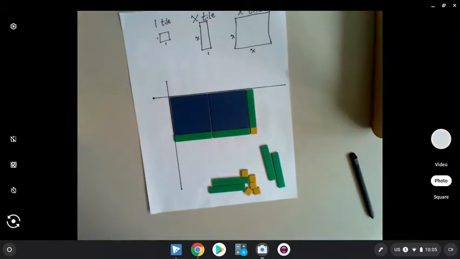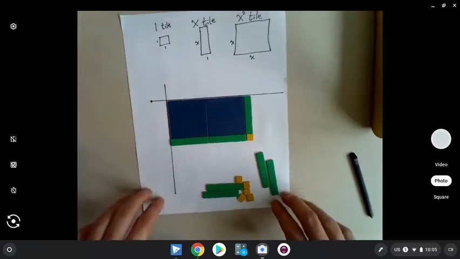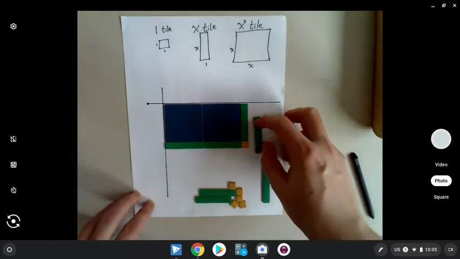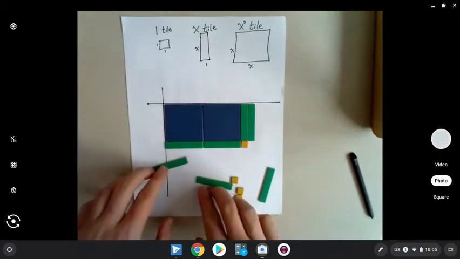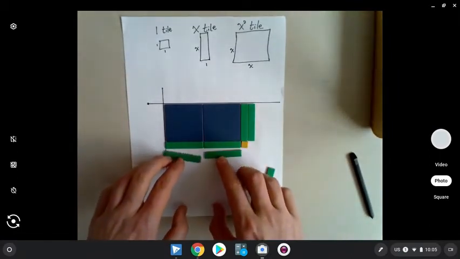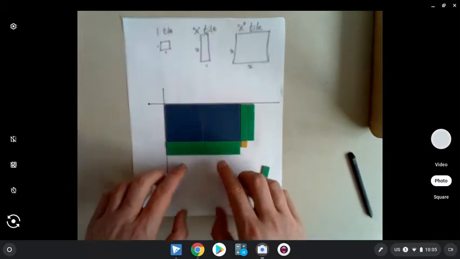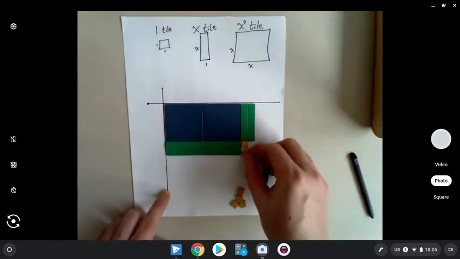Okay. And then maybe I try to continue that pattern. Maybe I throw another one here. Is this going to work? We'll see. Okay, I've kind of filled the rectangle, but then I have some missing pieces.